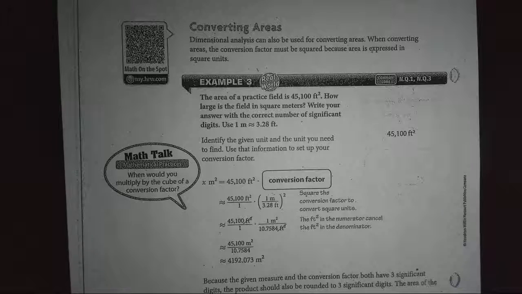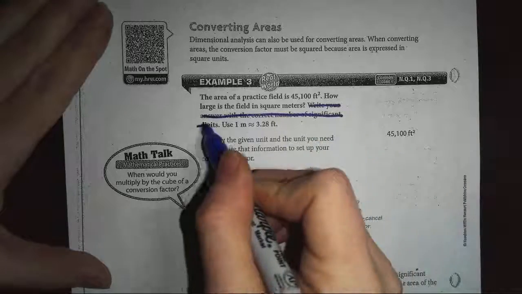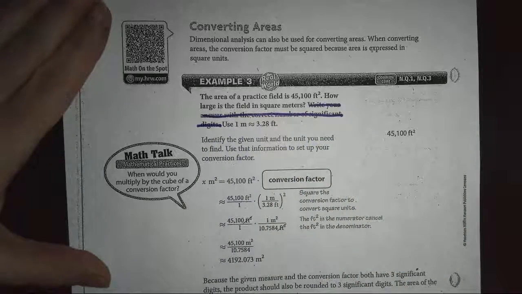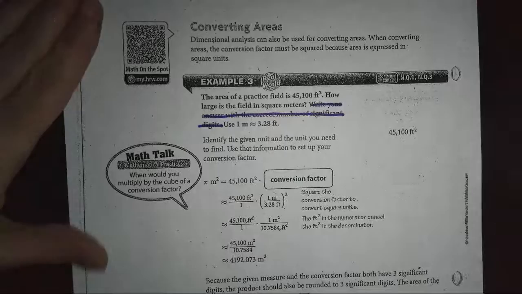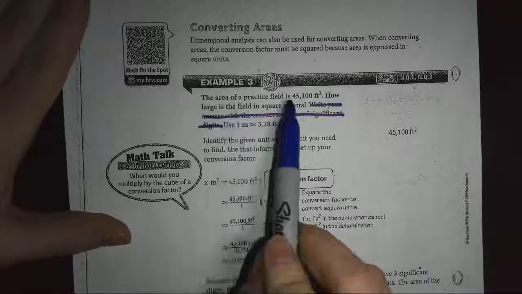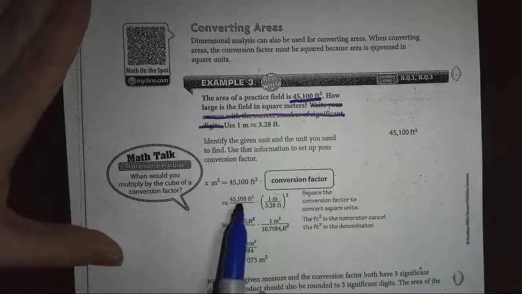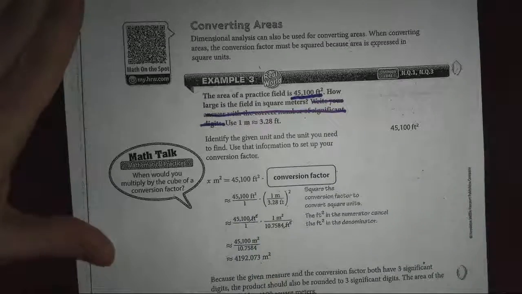So in example 3 here, that's exactly what we're going to do. Our problem says the area of a practice field is 45,100 feet squared. How large is the field in square meters? Write your answer with the correct number of significant digits. We are not going to worry about this part, but we do need to know that 1 meter equals 3.28 feet. So what we want to do first is identify our given unit. So they've told us that the area of the practice field is 45,100 square feet. So that's what we've got, 45,100 feet squared over 1.